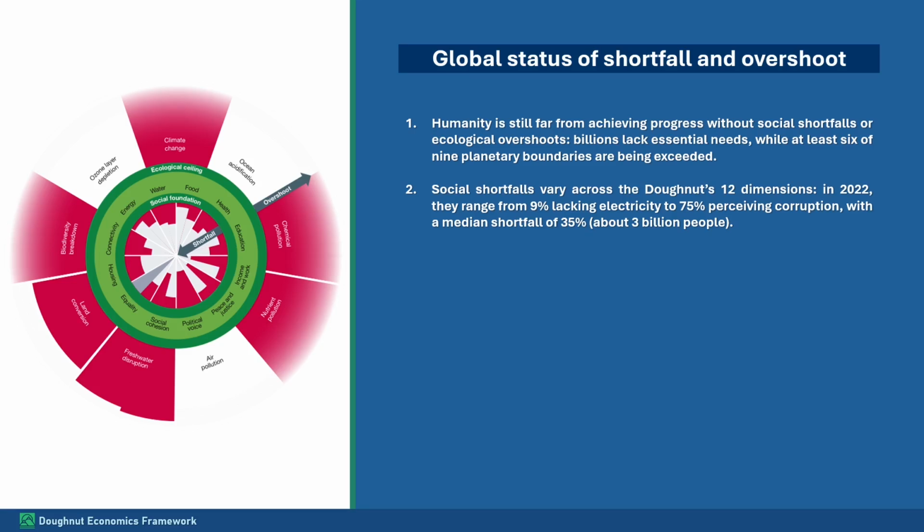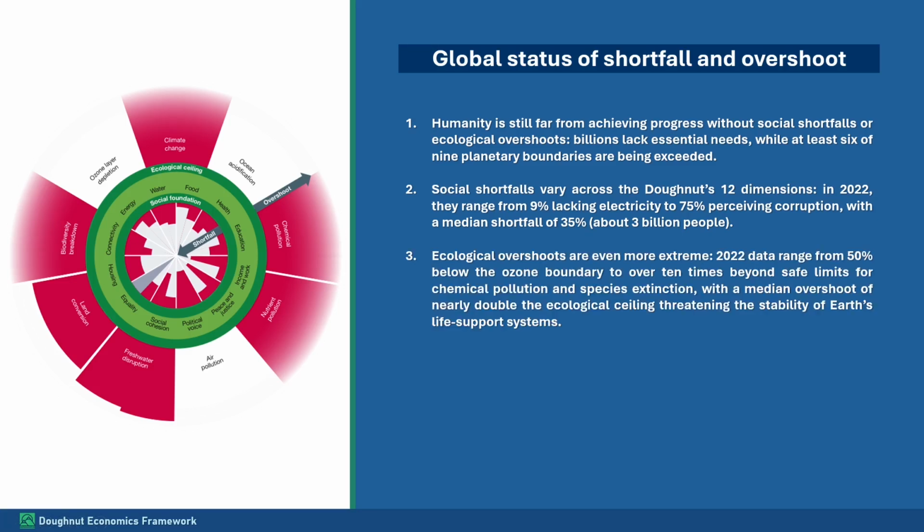In general, there are lower levels of shortfall for social dimensions that measure access to physical necessities such as energy and food, and higher levels of shortfall for dimensions that measure the strength of social fabric such as social cohesion and political voice. Meanwhile, the variation in overshoot beyond the donut's ecological ceiling is wider than that of the social foundation across the nine planetary boundaries and their respective indicators.